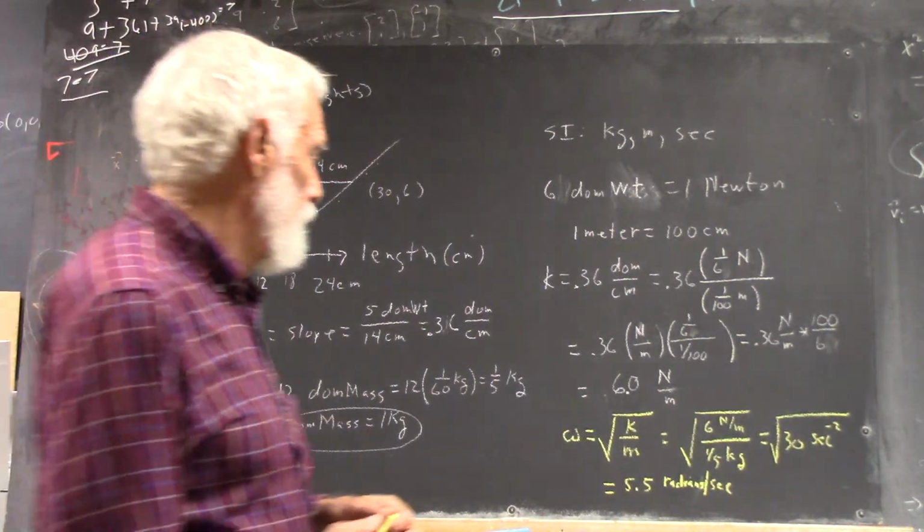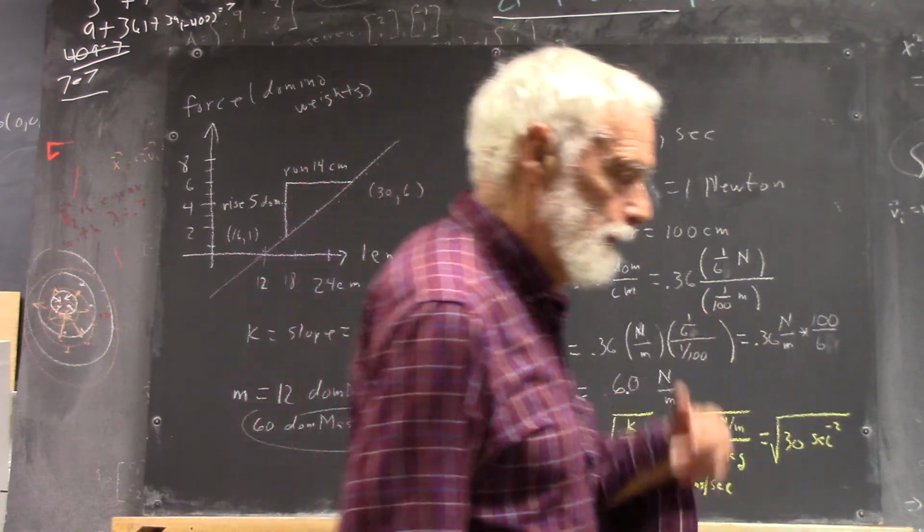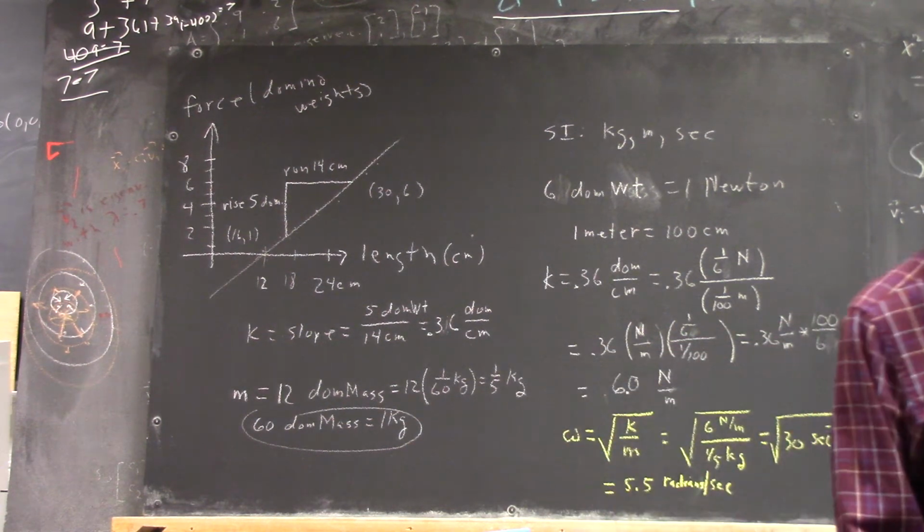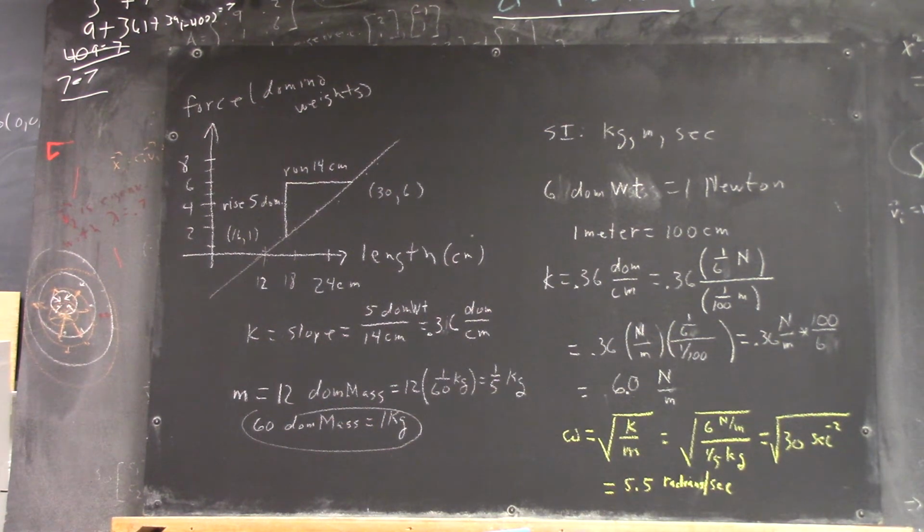Now, how many radians are there in a complete cycle? 6 point something. Well, 2 pi. What's pi? 3.14. Yeah, you don't need more than that. It's about 3, because these are all very approximate conversions and everything. So 2 pi is about 6. So this is pretty close to 1 cycle per second, right?